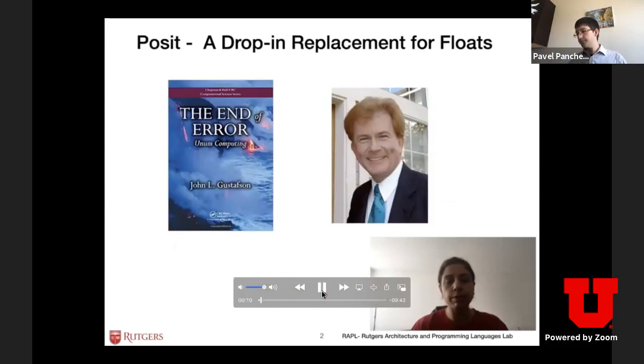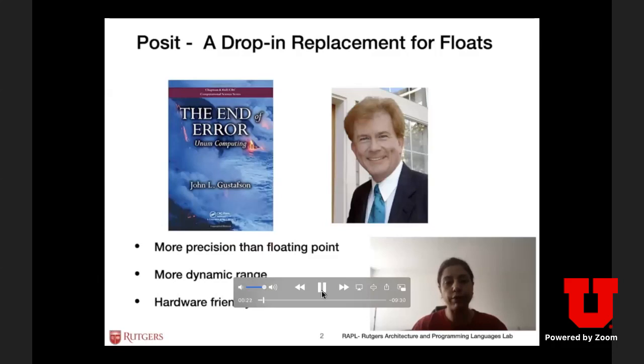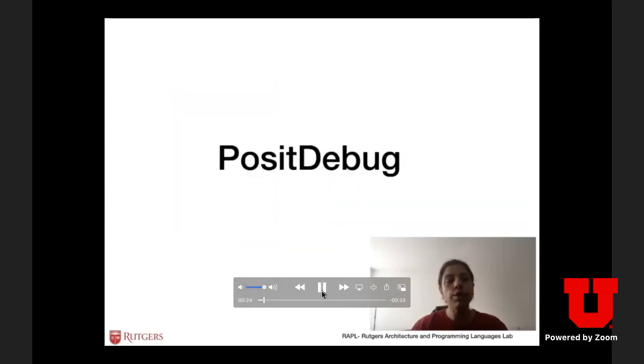Posits were recently proposed by John Gustafson as a drop-in replacement for floating point. Posits can provide more accuracy and dynamic range for the same number of bits in comparison to floating point. The posit representation is designed to be hardware friendly. Now you write programs using posits and you encounter rounding errors. That's where PositDebug comes into the picture. In the next few slides, I'm going to show you the approach behind PositDebug.